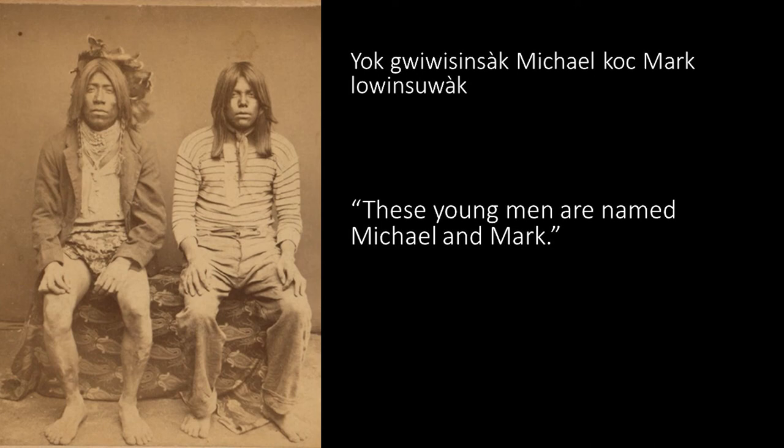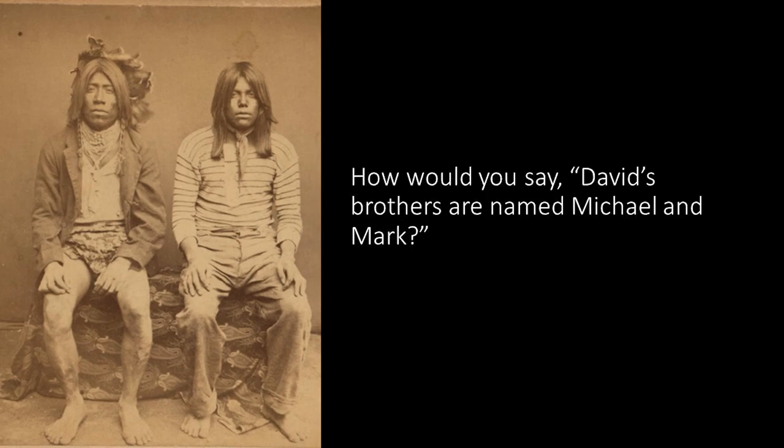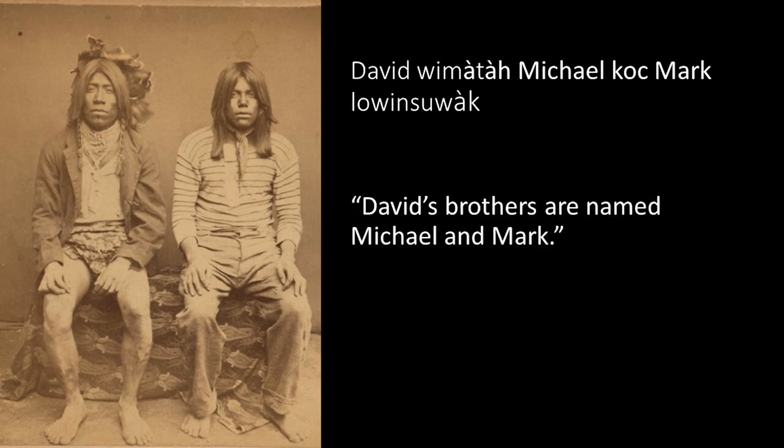Again, yok, this is the animate plural marker, these. Gwiwisins is a young unmarried man. And Lowensuwak, they are named. How would you say David's brothers are named Michael and Mark? You would say, David wimata, Michael koch Mark Lowensuwak.